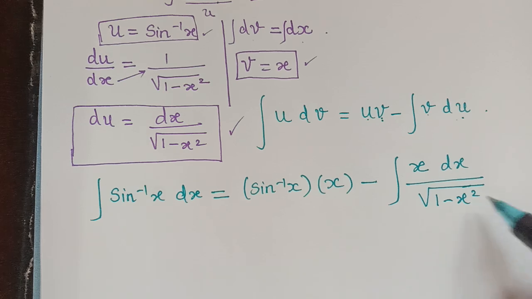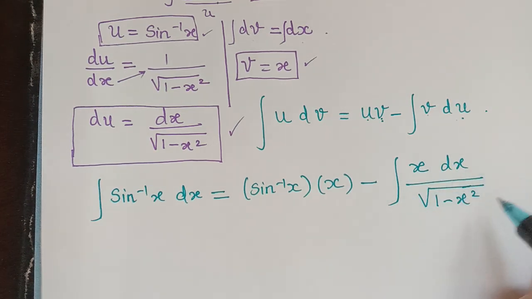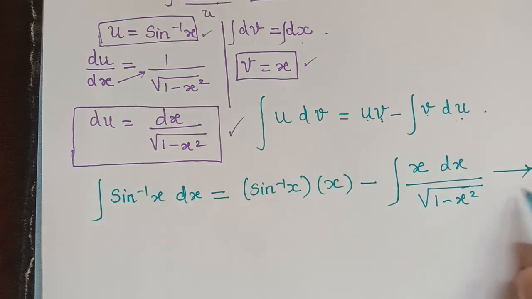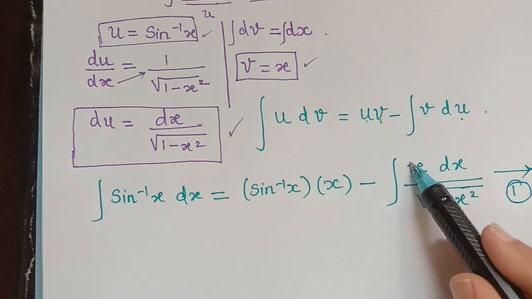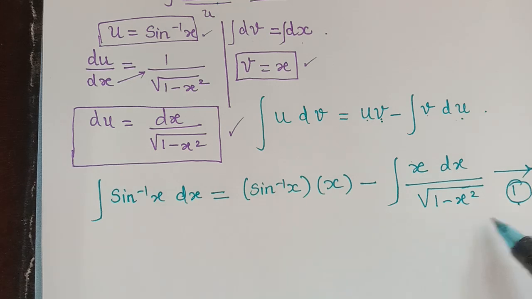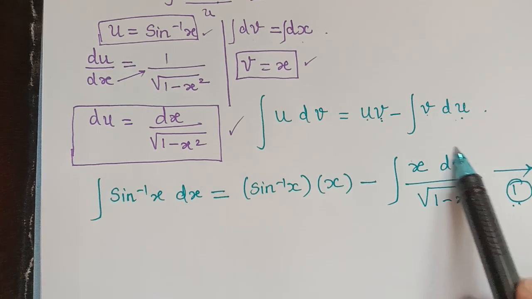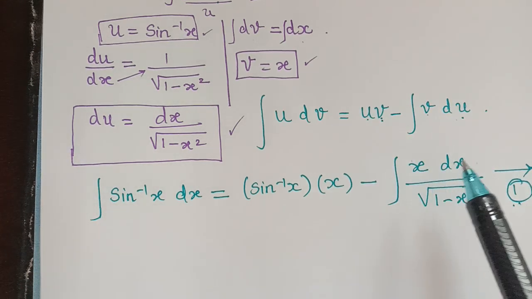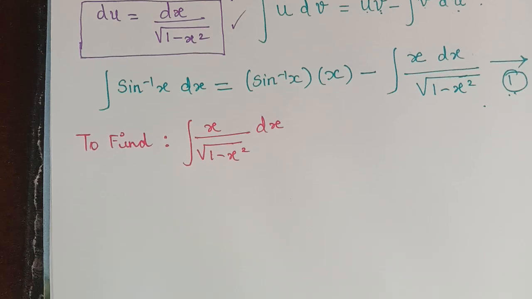So now this integral has to be evaluated separately. So what let me do? Let me mark this as equation 1, so that I can evaluate this integral separately and later substitute in equation 1, which will be the required answer. So for that reason I am marking this as equation 1, and now let us evaluate this integral separately. So I have taken this and written here separately, and let us evaluate this. Now how to evaluate this integral?